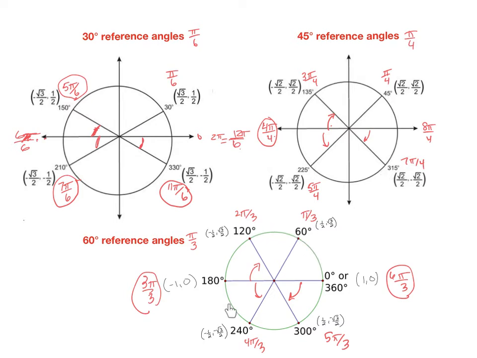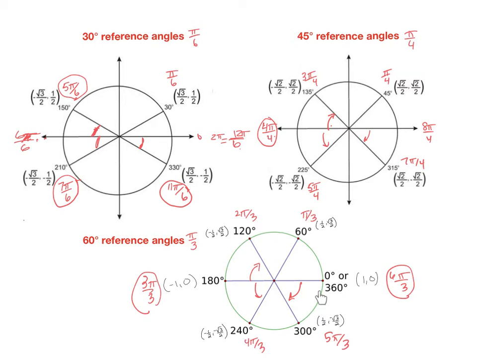Then lastly, our 60-degree reference angles. Each 60-degree angle is pi over 3 radians. So we have pi over 3 radians here. And this is 2 pi over 3 at 120, because 1 pi over 3 is 60, 2 pi over 3 would be 120, 3 pi over 3 would be 180. So again, 3 pi over 3 is here. We go back 1 pi over 3, we're at 2 pi over 3. We go forward 1, it's 4 pi over 3.